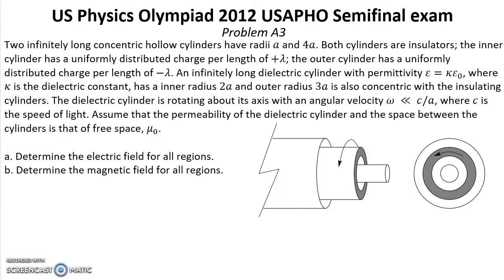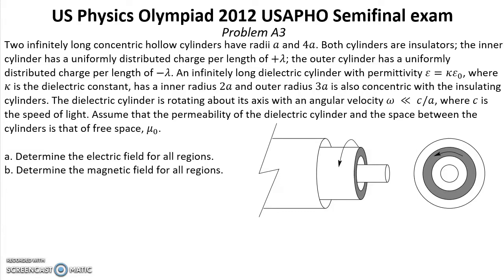An infinitely long dielectric cylinder with a permittivity epsilon equal k epsilon 0, where k is the dielectric constant, has inner radius 2a and outer radius 3a. It is also concentric with the insulating cylinders.